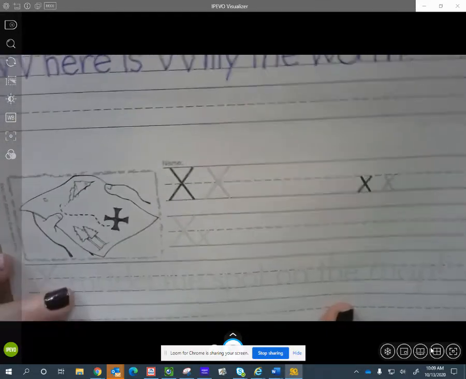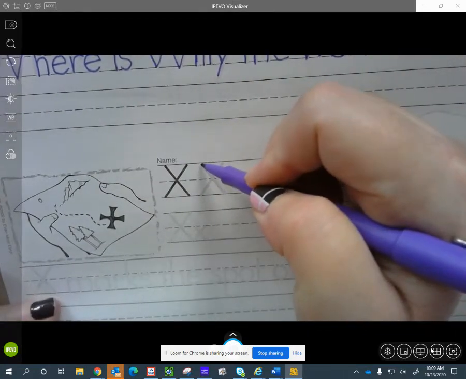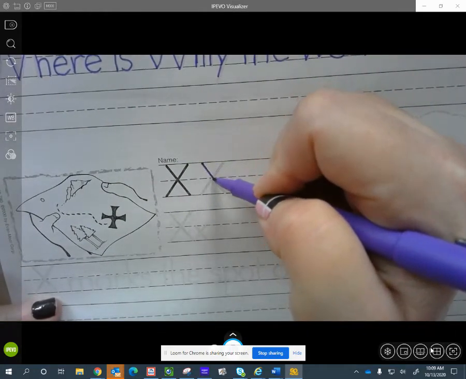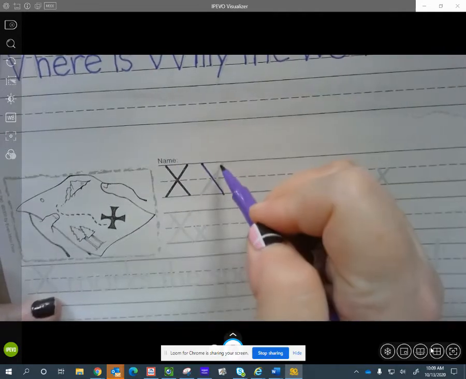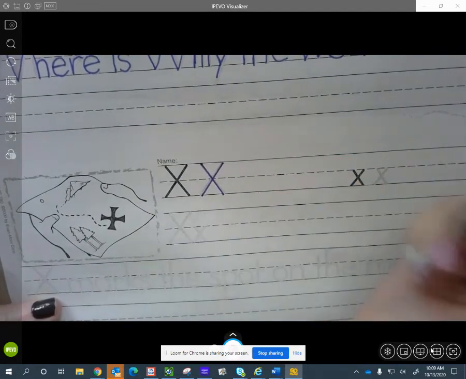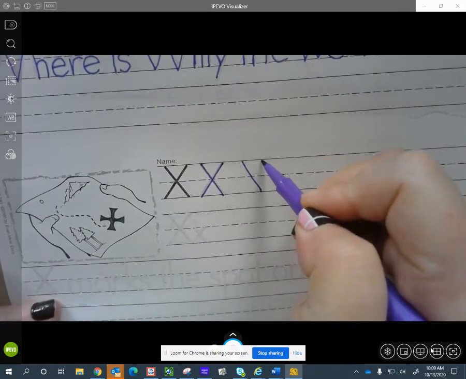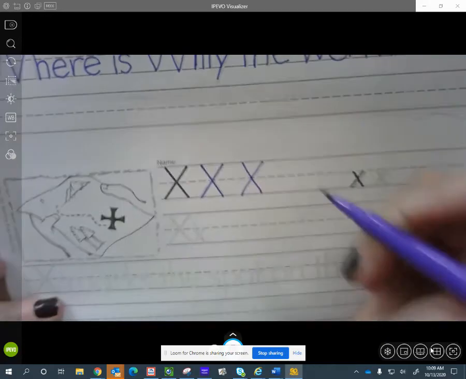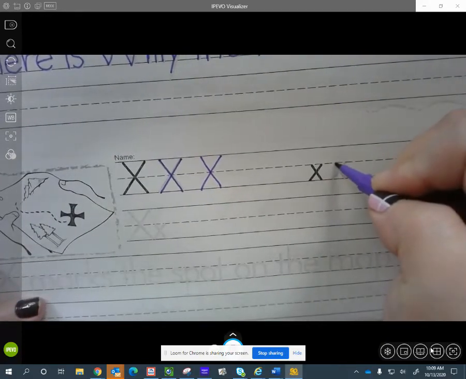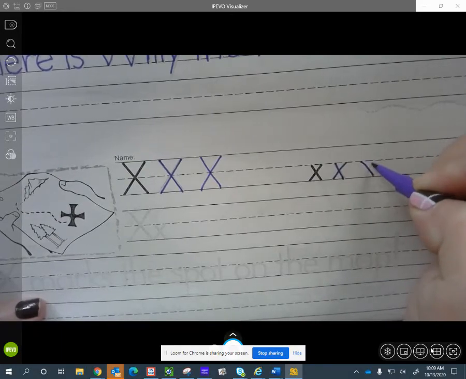All right, now we have X. X, we start just like the W or the V. We start at the sky and do an angle down to the ground. Then we start a little ways over and come back the other direction. So it's sky to the ground, come back a little ways over, and go the other direction. Same with the lowercase x, we just start at the mountain and angle down going both directions.